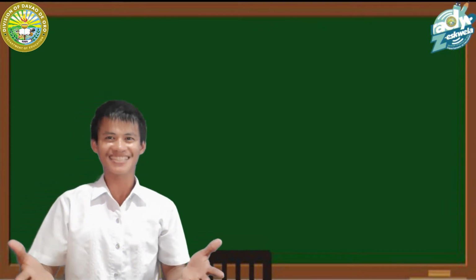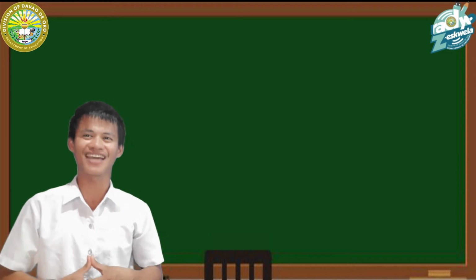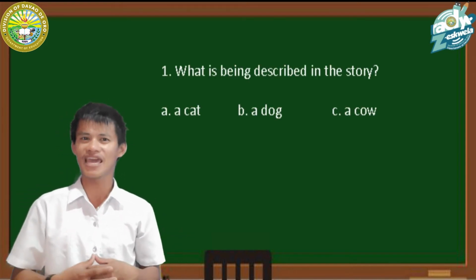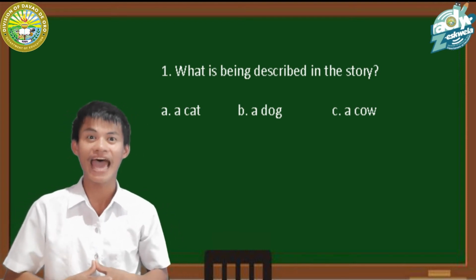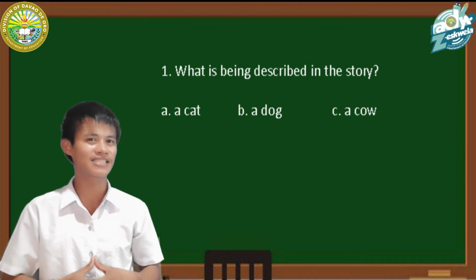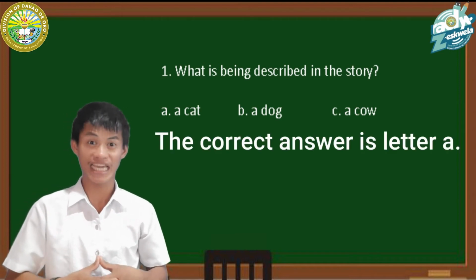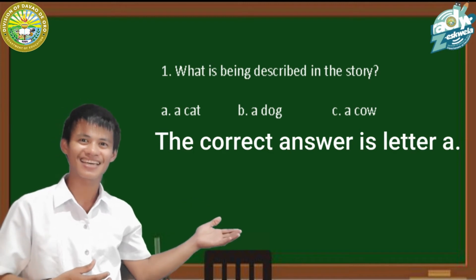And we are back! Are you excited to know the correct answers? Okay, number 1. What is being described in the story? Letter A, a cat. Letter B, a dog. Letter C, a cow. The correct answer is letter A, a cat.